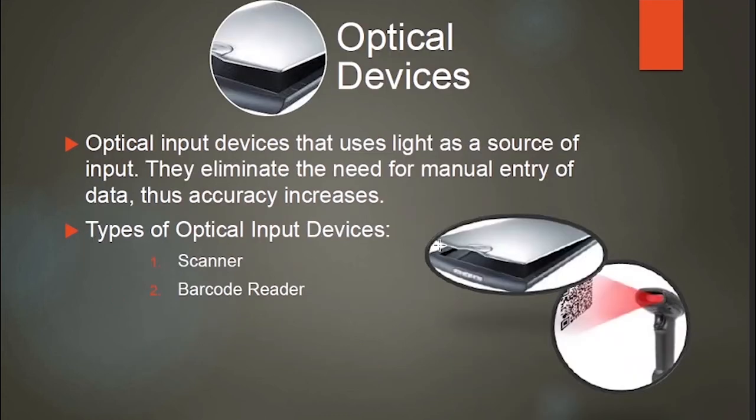And then the third one, we have the optical devices. An optical input device is one that uses light as a source of input. They eliminate the need for manual entry of data, thus accuracy increases. Types of optical input devices: we have the scanner and we have the barcode reader.